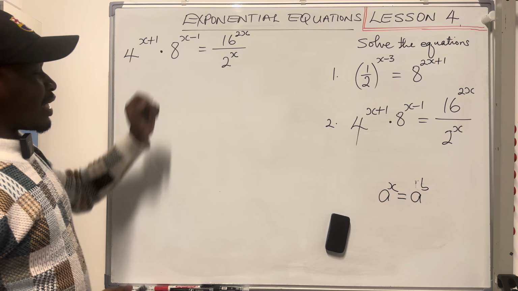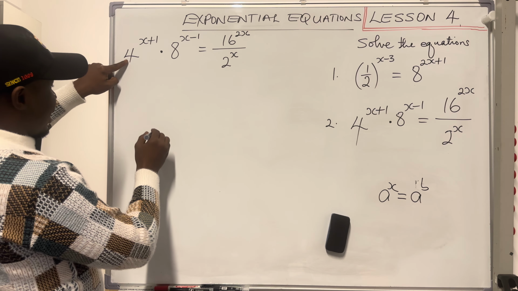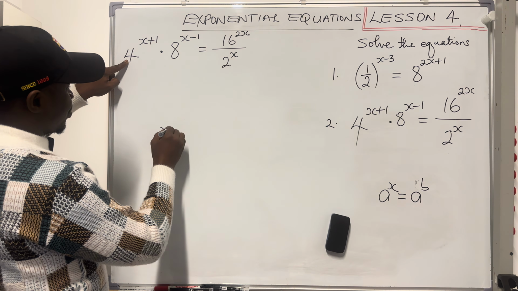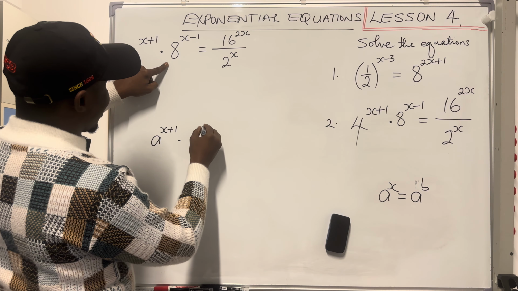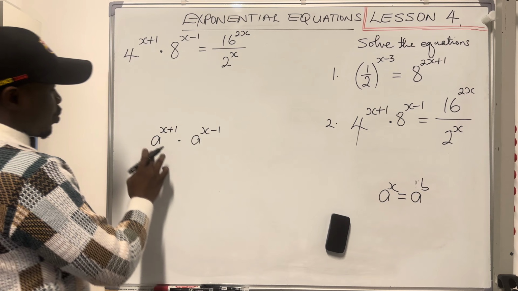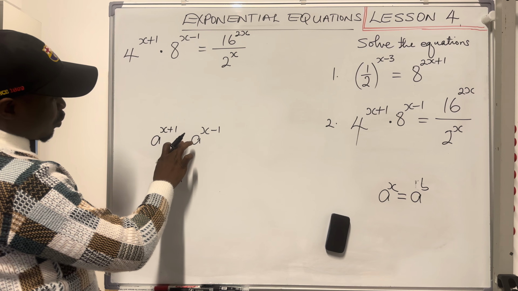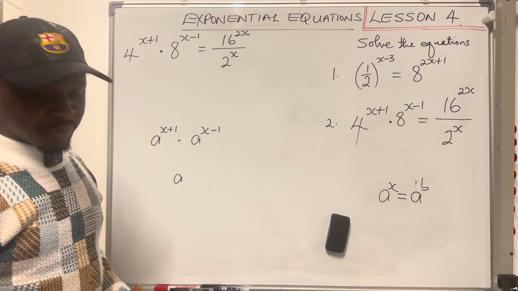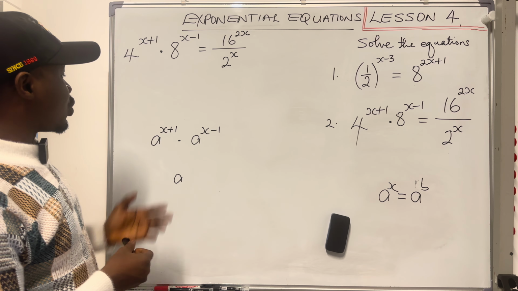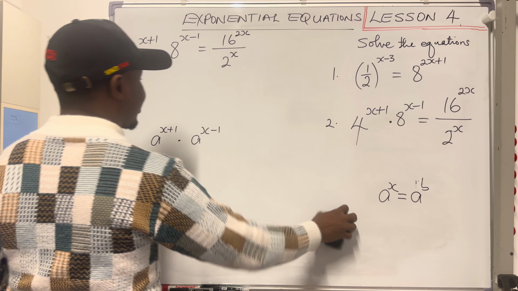Now 4 and 8, they are not the same. If they had been the same, for example, like a to the power x plus 1 times a to the power x minus 1, we would have considered the two bases to be the same. We take one base because of multiplication, we add the powers. Mind you, this dot means multiplication. When you find the dot between numbers or letters, it means multiplication.